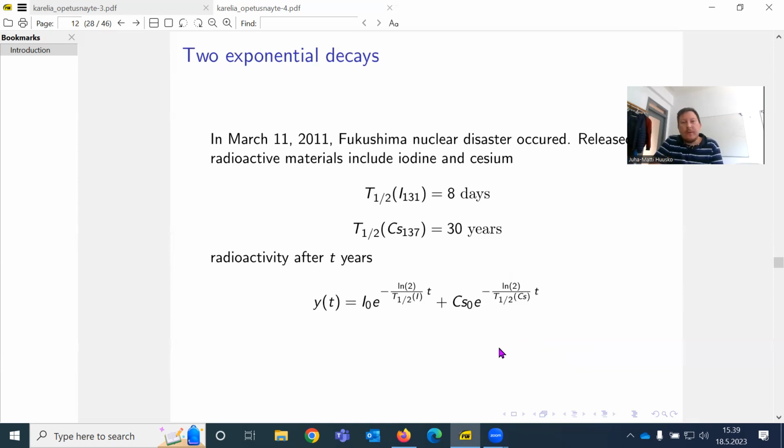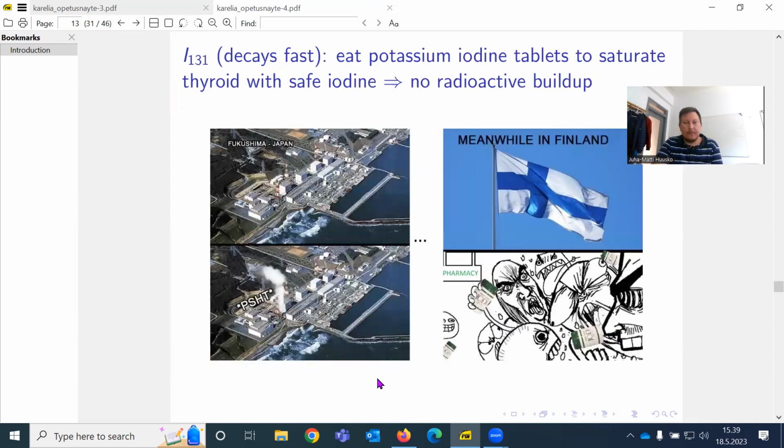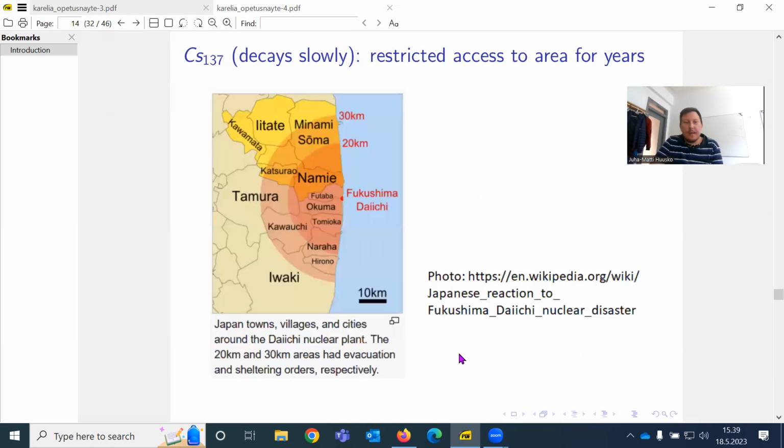For example, in Fukushima, there was a nuclear disaster and 2 radioactive substances were released. After t years, the radioactivity follows this formula. We see that iodine decays very fast, but caesium decays slowly. Because of this, to prevent iodine radiation damage, you need to eat iodine tablets, and caesium makes the area uninhabitable for many years. Many Finnish people rushed to the pharmacy to buy iodine tablets, and now you cannot go to Fukushima.